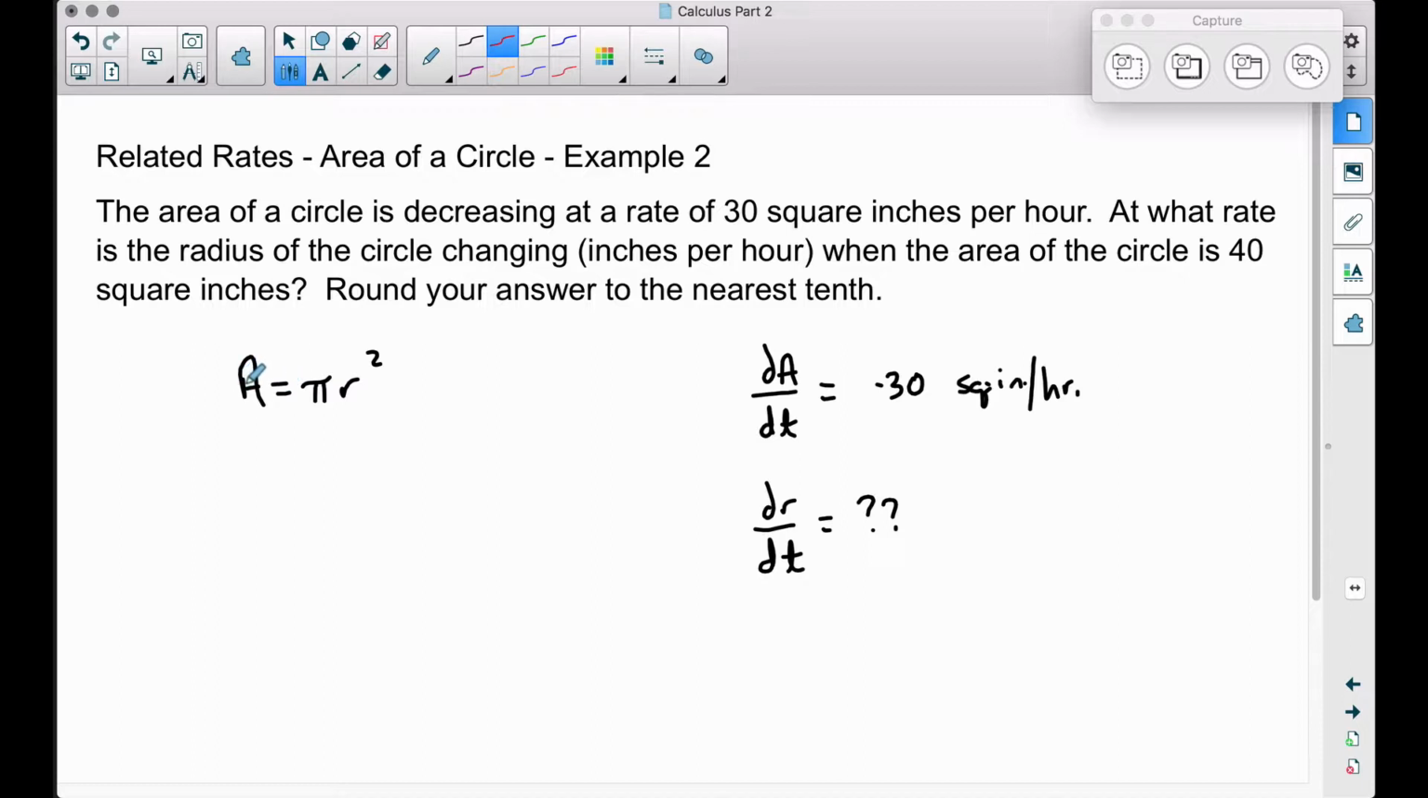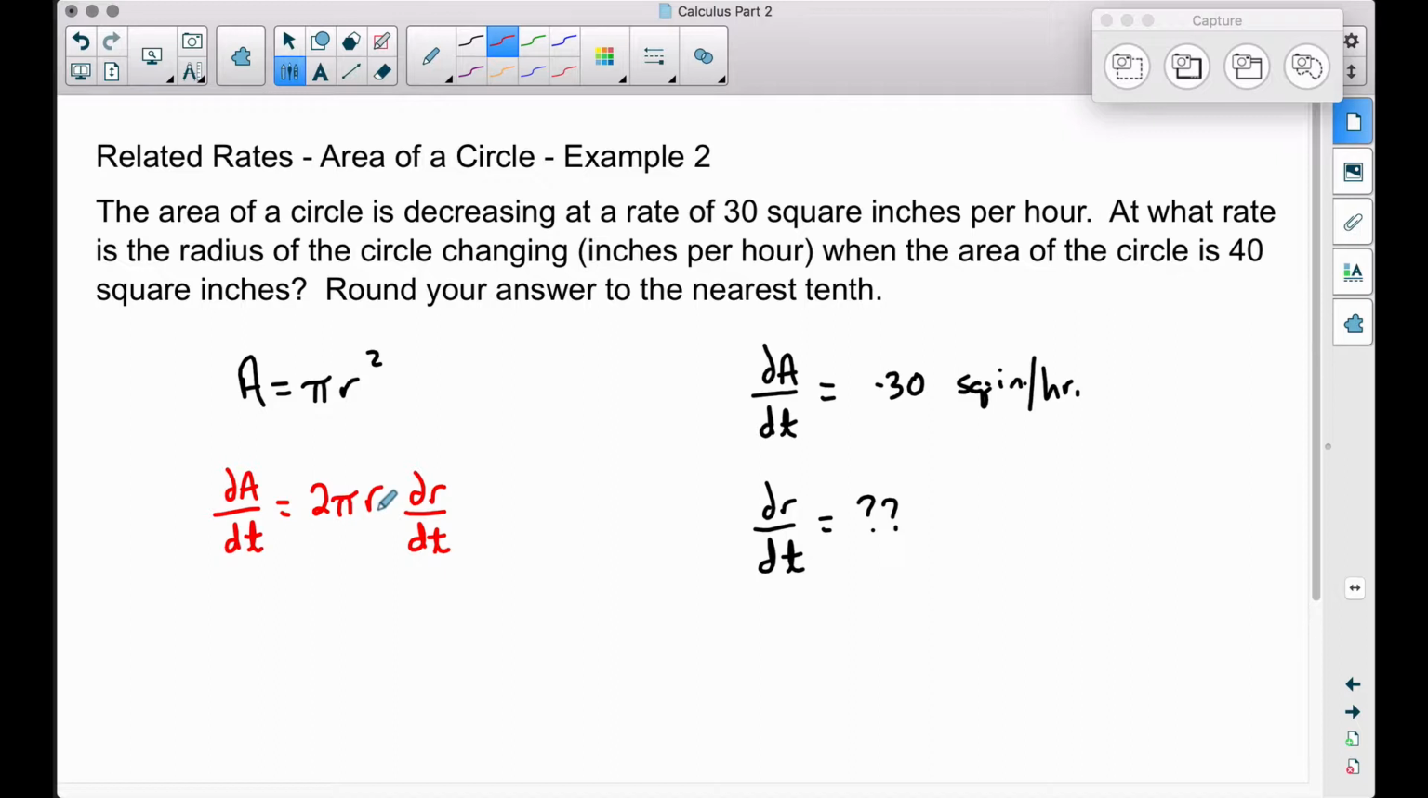The derivative of A is 1, but let's remember to tack on our dA/dt. So I'm just going to write dA/dt instead of 1 dA/dt. The derivative of pi r squared with respect to time: let's pull the 2 down, so we have 2 pi r, to the first power, which I'll just leave off. And let's remember to tack on our dr/dt since we are differentiating with respect to time. Now, we know what dA/dt is. That's the negative 30 square inches per hour. 2 times pi. What is the radius?